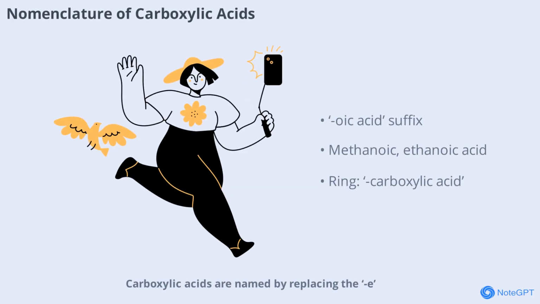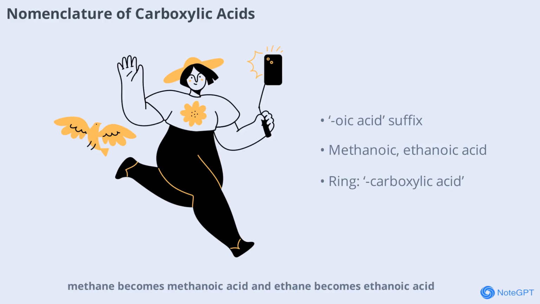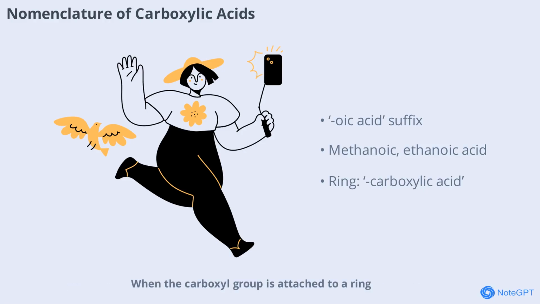Carboxylic acids are named by replacing the E ending of the parent alkane with oic acid. For example, methane becomes methanoic acid and ethane becomes ethanoic acid. When the carboxyl group is attached to a ring, the suffix carboxylic acid is used. Mastering nomenclature is a fundamental skill for anyone studying organic chemistry.